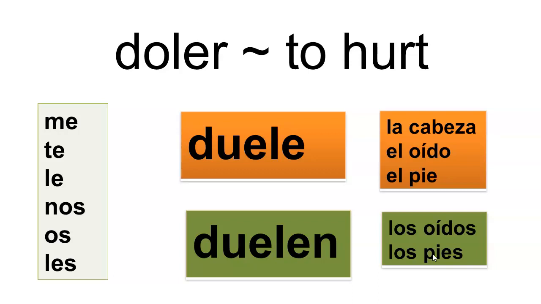If I want to ask someone a question using usted, if I'm being formal, I would choose le. For example, if I want to ask you, does your head hurt? I would say, le duele la cabeza. To you, hurts the head, literally is what I'm saying. If I'm being informal, then I would say, te duele la cabeza. So normally you would use the informal if you are a medical professional talking to a child or someone significantly younger than you. You would say, te duele la cabeza. But if you're being polite, you would use the le duele la cabeza.